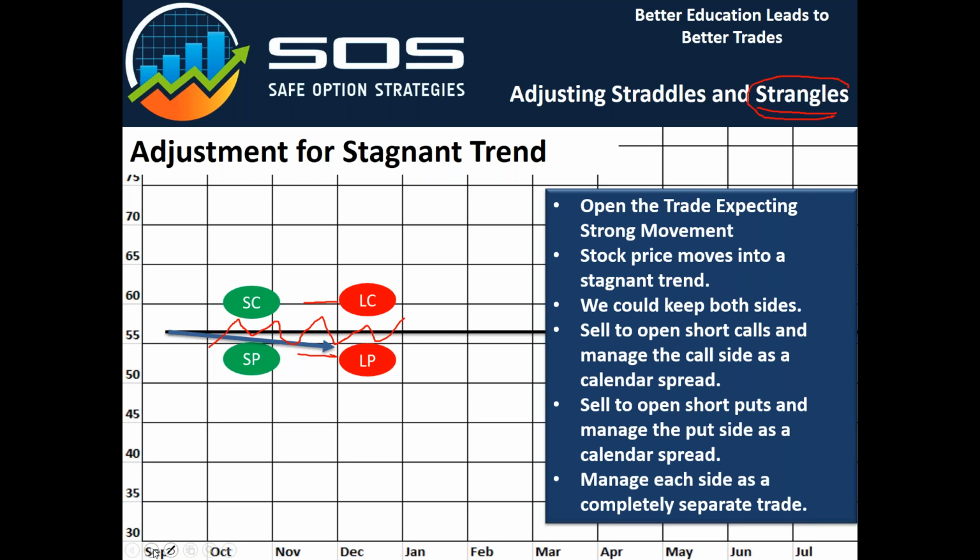If you choose to do this, you are going to separate and manage this as though it is a horizontal or a diagonal call calendar, and you are going to manage this as though it is a horizontal or diagonal put calendar, and you're going to manage these two as though you opened two completely separate trades. You're going to bifurcate these trades.